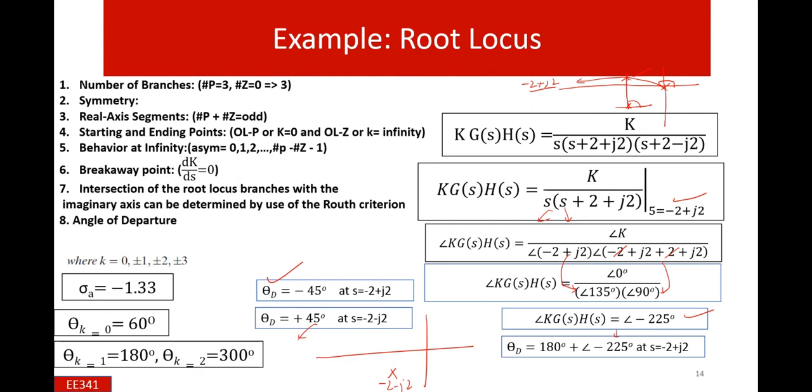So these are the asymptotes, and this is the center, and we will find here that there are two complex poles. So two angles of departure, one is at -45, another is at +45. How to draw, or how to take help from these angles to draw the actual diagram? Let's see.